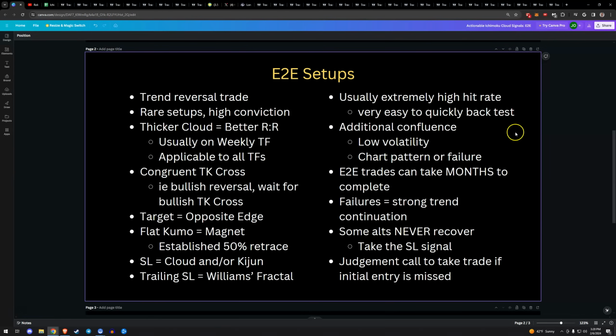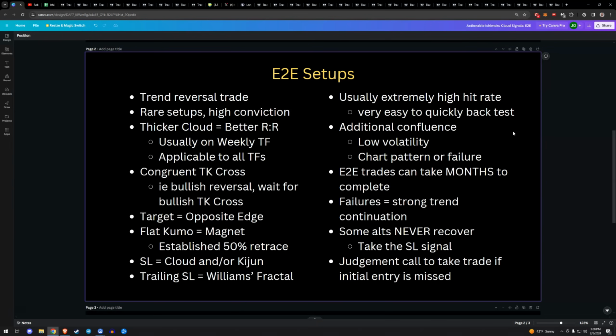Typically, we also see some additional type of confluence. We typically see low volatility, and there tends to be a chart pattern associated with trend reversals typically, especially on the weekly. Whether that's a success or a failure of the pattern kind of dictates whether or not you get this edge-to-edge trade at all, right? Usually, you know, the best trade setups will almost always have a chart pattern on their side.